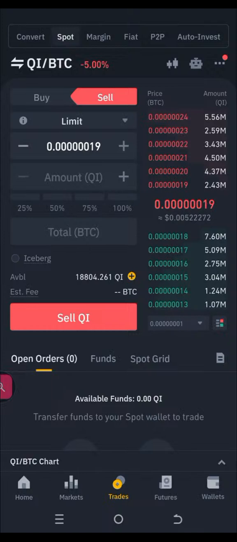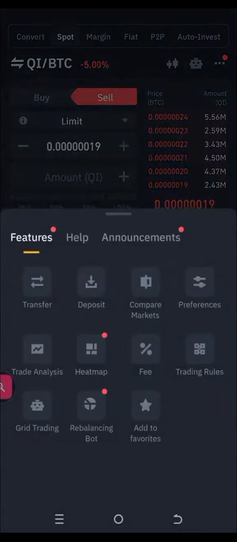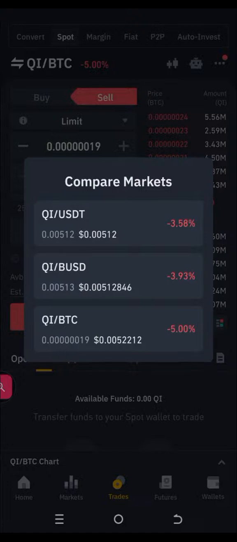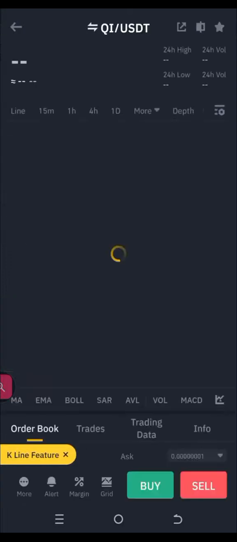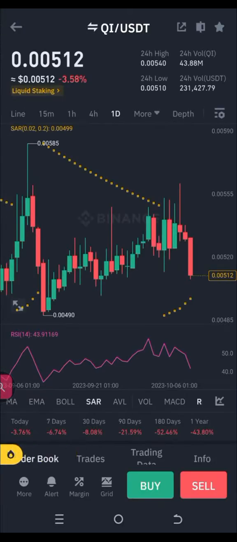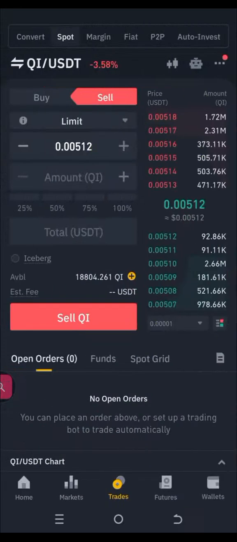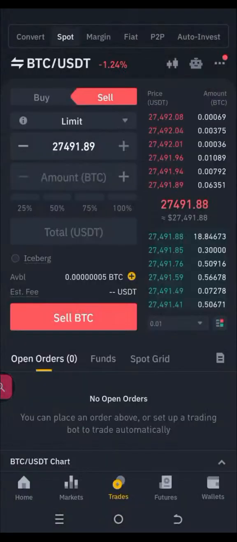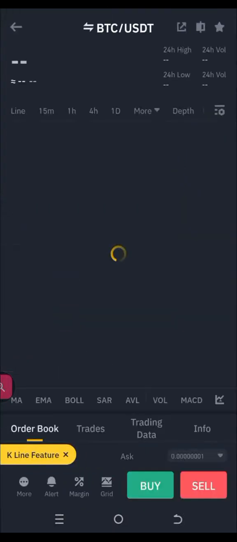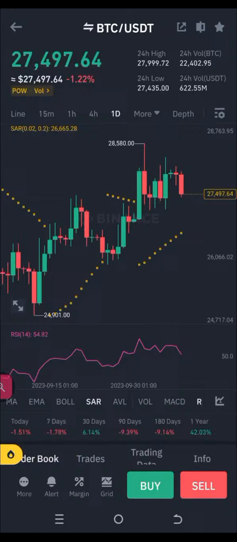Wow. Let's quickly check whether we can do a quick sellout to QI USDT. Let's check on the compare markets. Wow, the prices have gone down low, because actually there's a bloodbath currently. A whole lot of coins are dumping as I speak. Just look at it. Even QI has been dumping, and it's not unconnected to the fact that BTC is dumping. Once BTC is dumping, most coins are dumping. Look at BTC. BTC is dumping. This is one day.